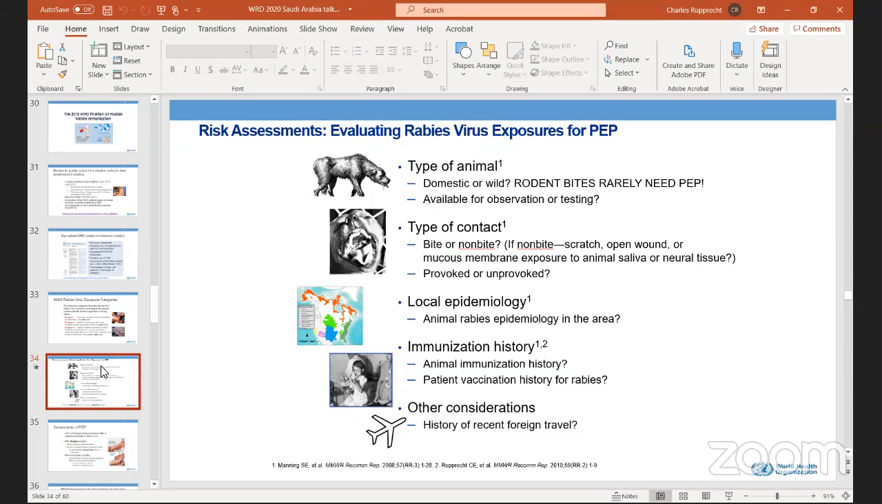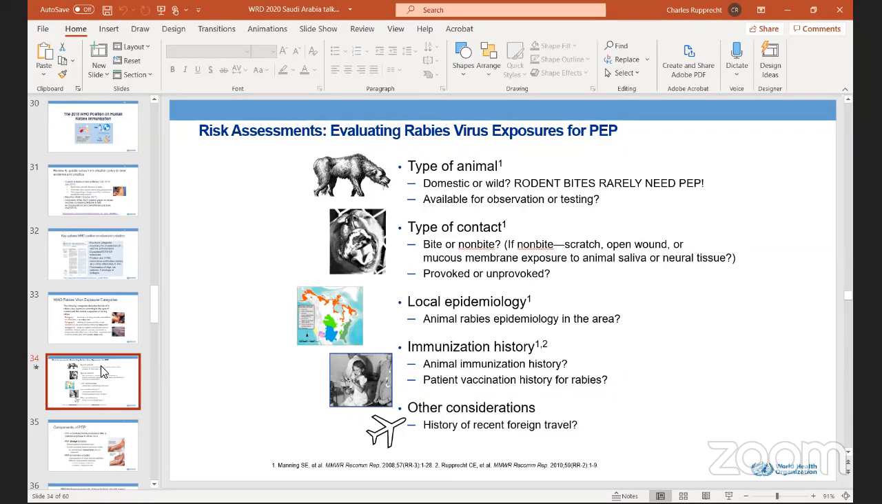What about the immunization history? Although no vaccines are 100% efficacious, having a history of vaccination documented in an animal lessens the relative risk that that animal is rabid. It doesn't say it can't be, it just lessens the relative risk.